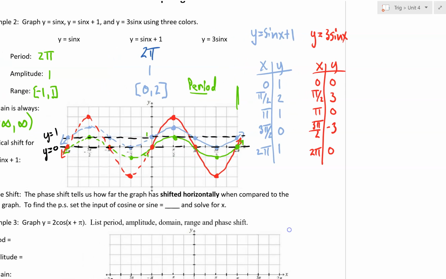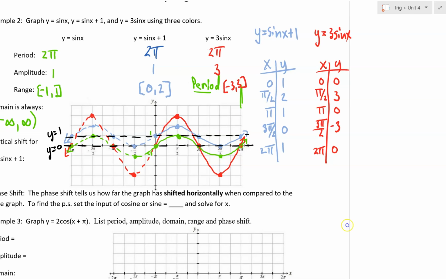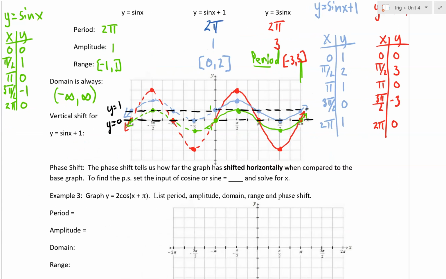Now, there's y is equal to 3 sine x. Period. Still 2 pi. That hasn't changed yet. We will change, but not right yet. Our amplitude in this one, well, the amplitude now was 3. Everything got stretched by a factor of 3. And our range is everything from negative 3 to 3. That would be our sine graph for this one.